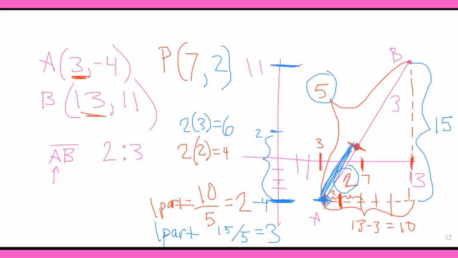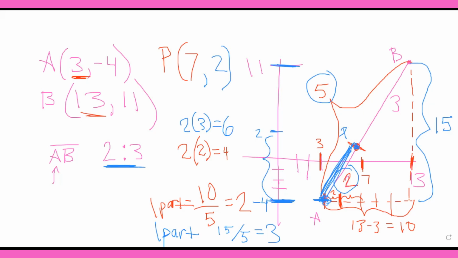So that means this point that partitions the line A to B in a 2 to 3 ratio, the point P, would be 7, 2. And if we were to graph this or put it on a coordinate system, it looks like it matches.